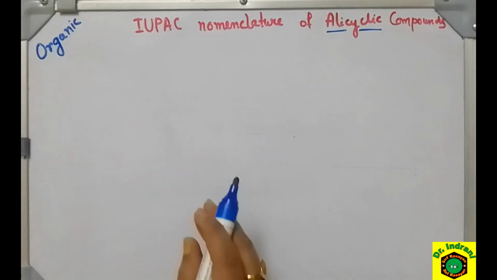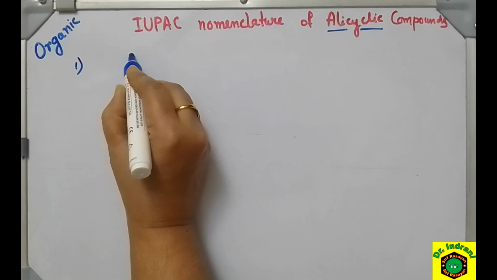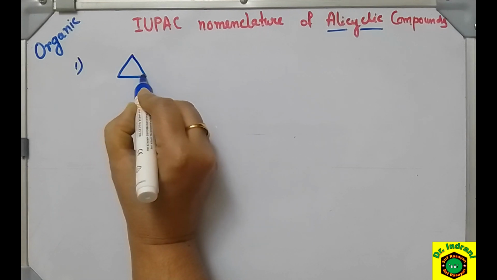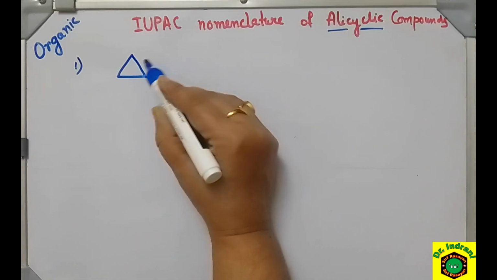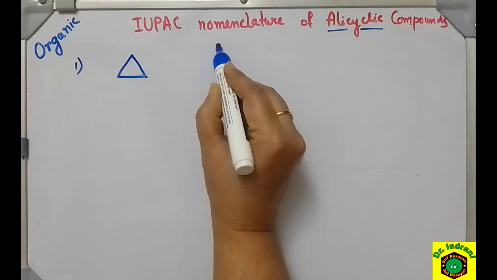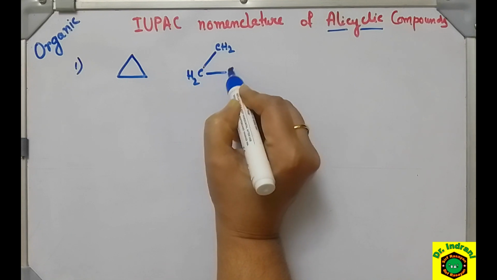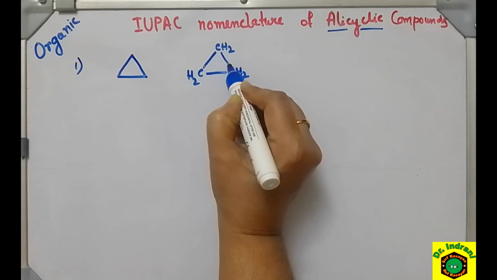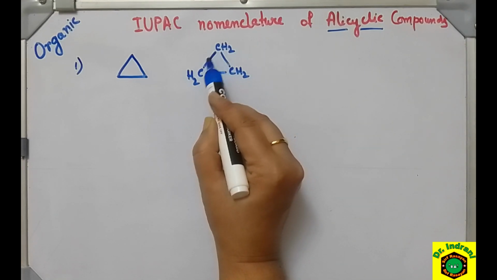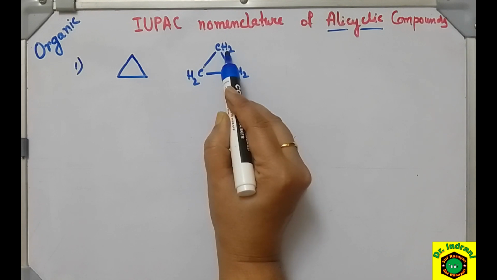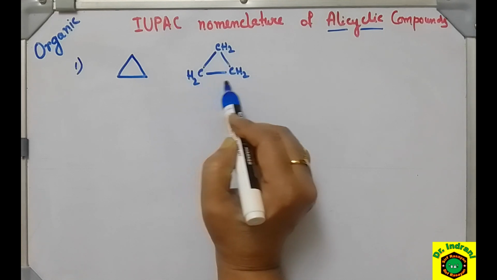Now how to do IUPAC name? Suppose you are having this compound. Number 1. What is this? Here, here and here 3 carbon atoms are there. So actually this is nothing but CH2, CH2 and CH2. They are joined in a cyclic structure. Why 2 hydrogens? You know, this carbon is joined with 2 carbon atoms. So to satisfy tetravalency of carbon, 2 other hydrogens should be there. So that's why CH2, CH2, CH2.